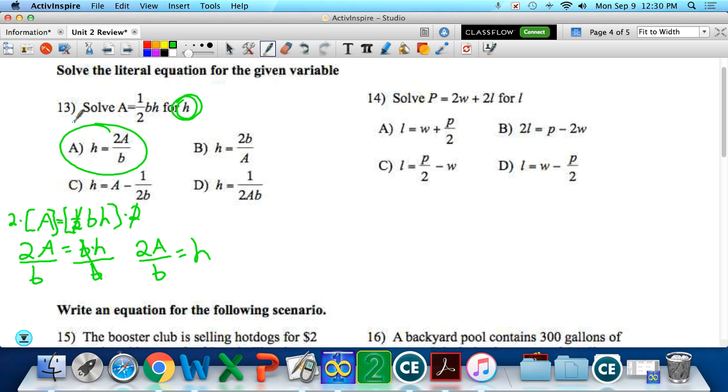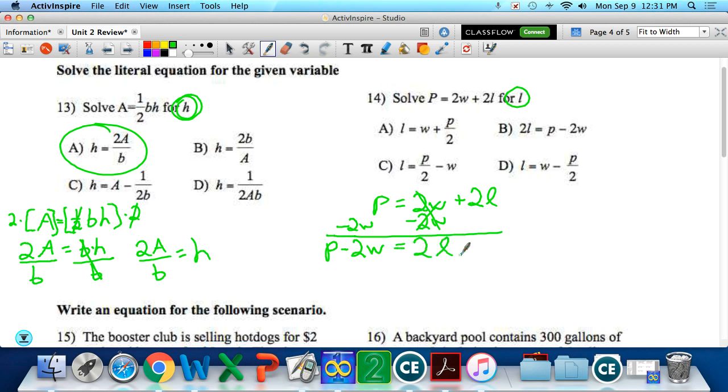14 is a little more involved. We have P equals 2W plus 2L, and I'm trying to get L all by itself. So I subtract 2W from both sides. Guys, P and W don't mix. They don't mix. So I'm just going to keep them like they were. I like the minus sign being in the middle. Also, I noticed that 3 of my answers have minus signs, and they put the minus sign in the middle, not out front. So I'm thinking, hey, let's go ahead and write this like the answers kind of look.